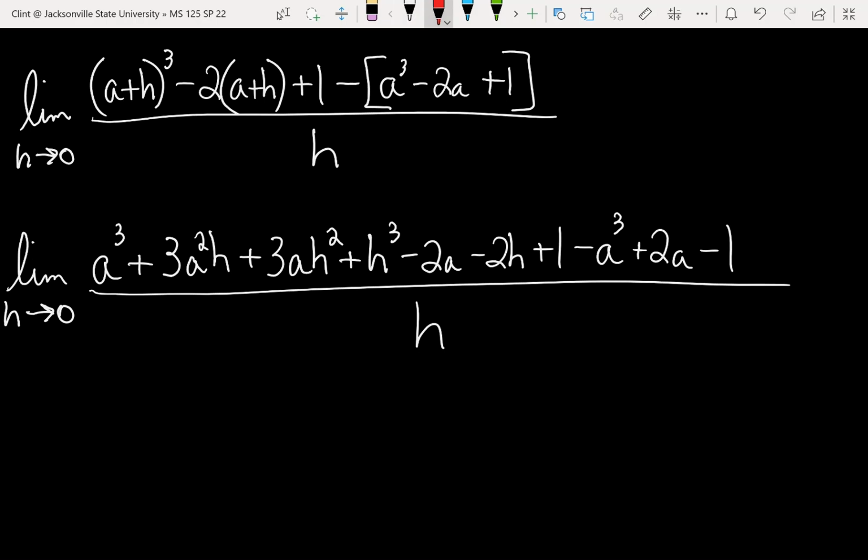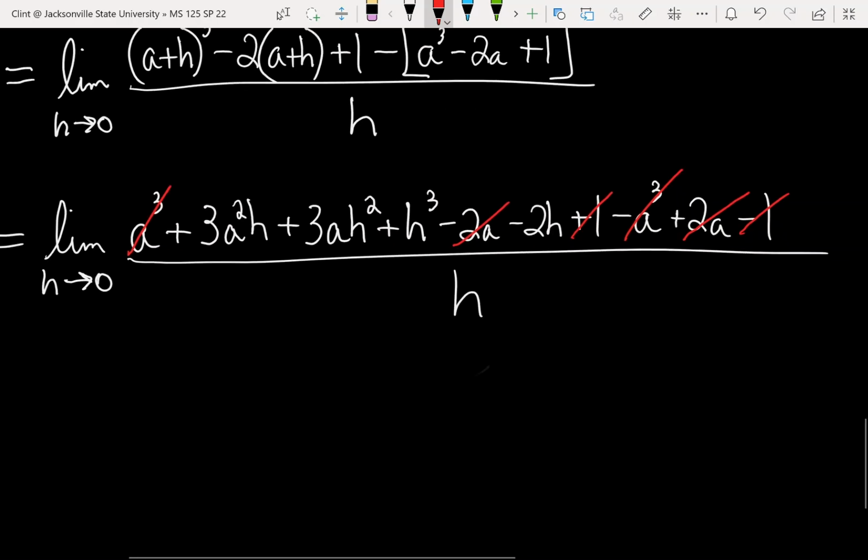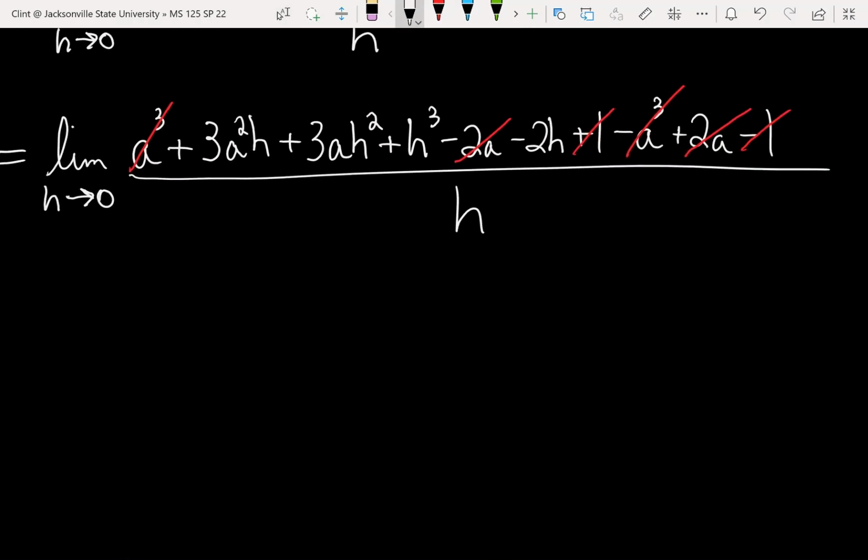Well, you see that cancels. Yeah, plus 1 minus 1, that's out of there. A cubed minus a cubed, that's out of there. Minus 2a plus 2a, that's out of there. Okay. Everything we have left has an h in it, so that's good. So that means we'll be able to find our limit by factoring an h out.